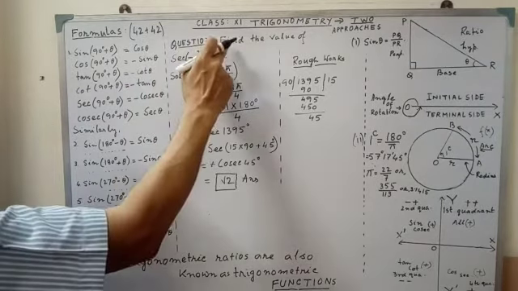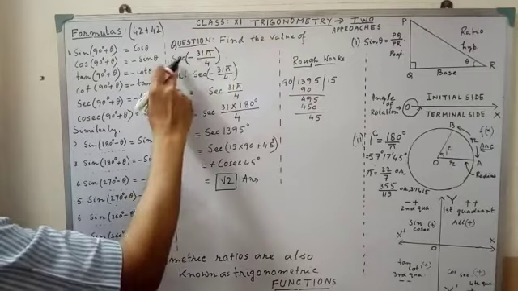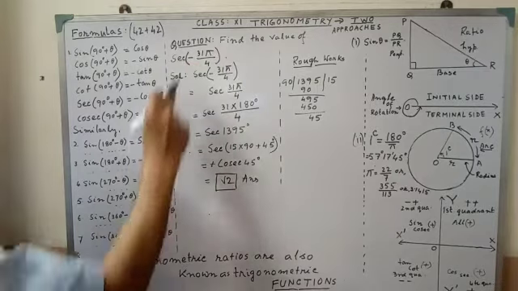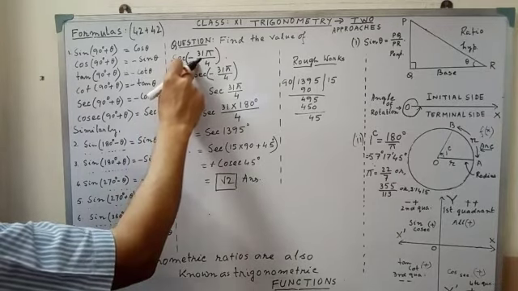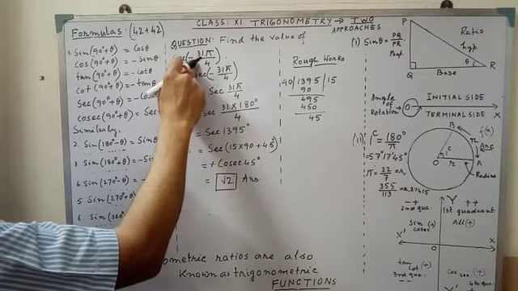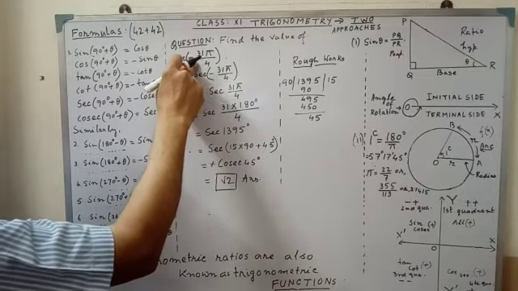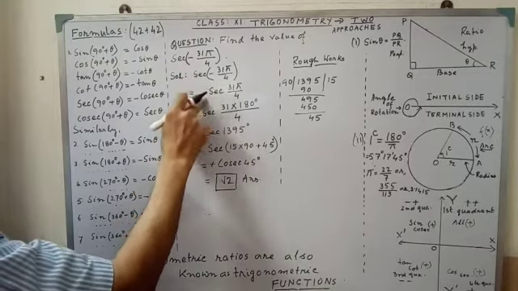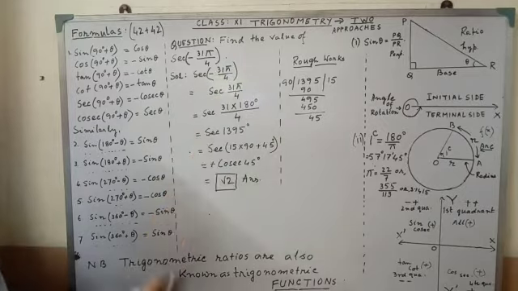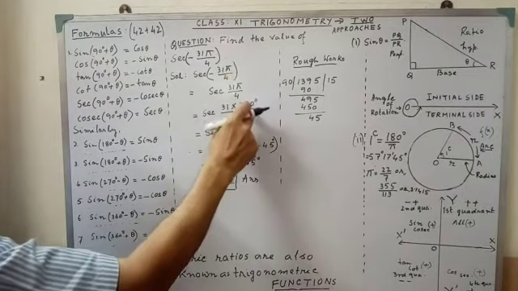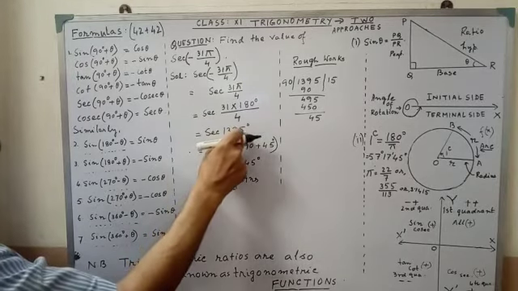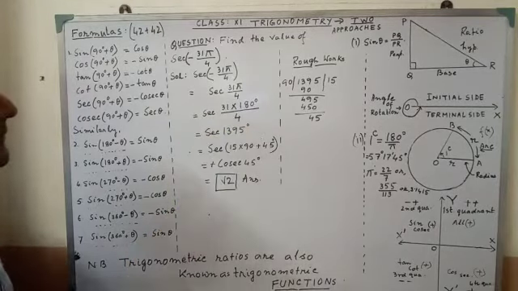What is the question? Find the value of sec minus 31 pi by 4. This is minus. Sec minus theta is plus sec theta, that is known to you very well, because cos and its reciprocal, those two only will be plus. This is why this is plus sec 31 pi by 4. Then we have to put the value of pi as 180 degree. After putting and simplifying, it comes to 1395 degree.